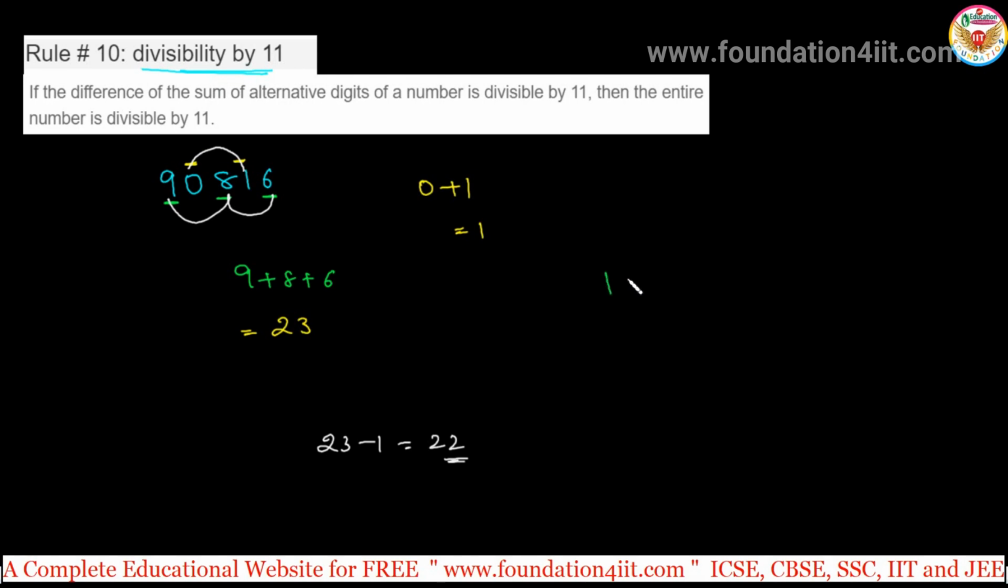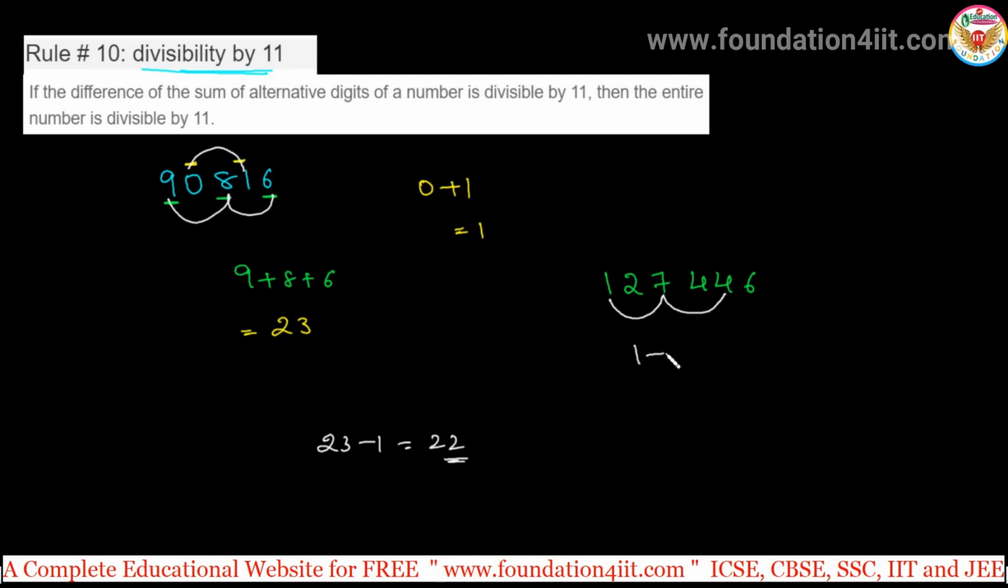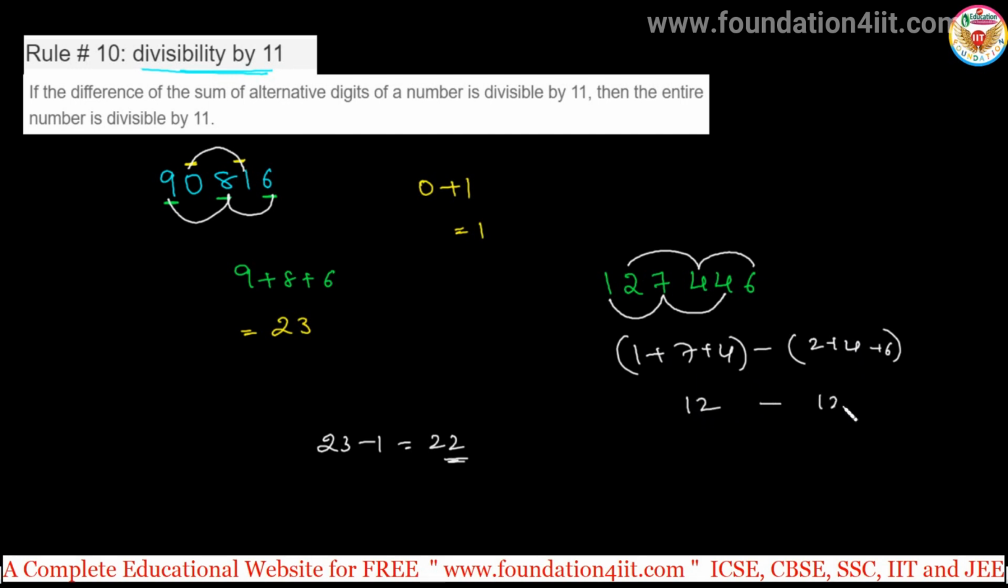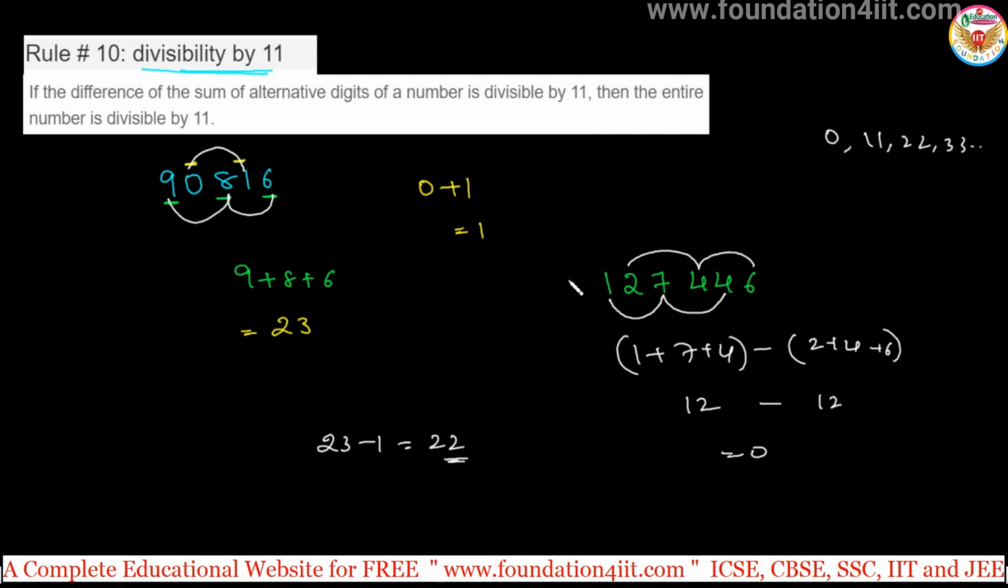So let's take 1, 2, 7, 4, 4, 6. Check whether this number is divisible by 11. First, third and fifth places are added: 1 plus 7 plus 4. Minus the other places: 2 plus 4 plus 6. 1 plus 7 plus 4 is 12, and 2 plus 4 plus 6 is 12. So the difference is 0. You get either 0 or a multiple of 11, and that number is divisible by 11. Not only 0, but 0, 11, 22, 33. Any number you get after subtraction, then that number is divisible by 11. Right?